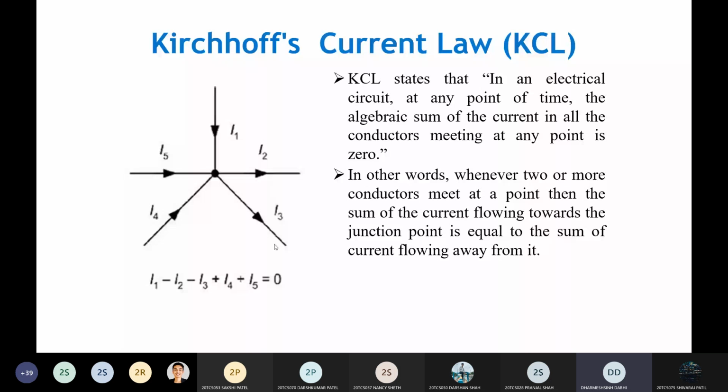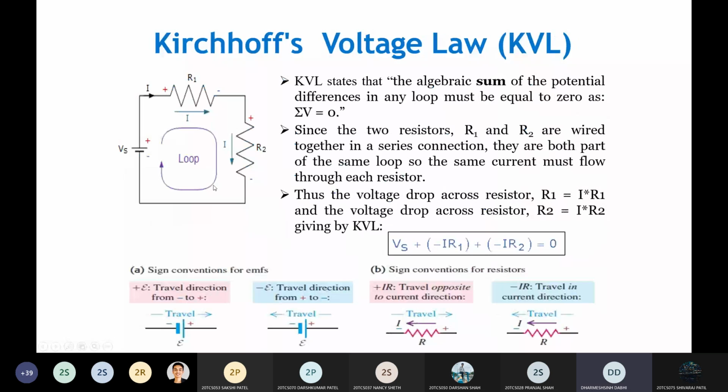Same way for KVL. Take any circuit, a simple series circuit, and by writing the equation, applying the KVL, you can explain this Kirchhoff voltage law. Okay. The algebraic sum of potential differences in any loop must be equal to 0. Clear? So this is the answer for this question.